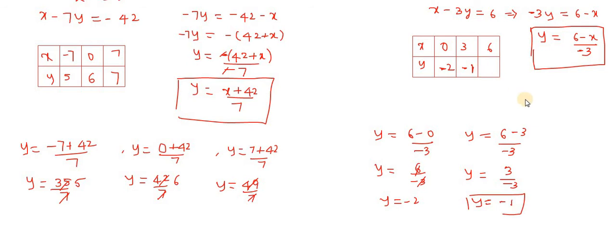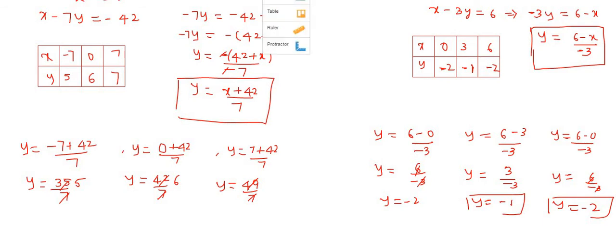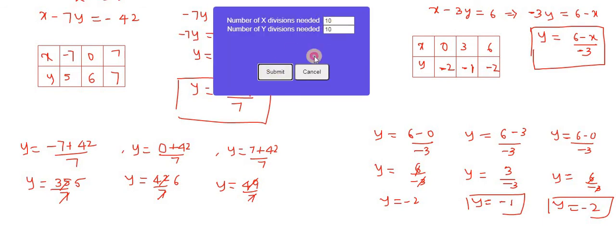Okay, so next, here x is 0, therefore y is equal to (6 minus 0) divided by minus 3. So y is equal to 6 divided by minus 3, which is minus 2. Here the y value is minus 2. I hope all of you understood this. Now what we need to do is graph this.